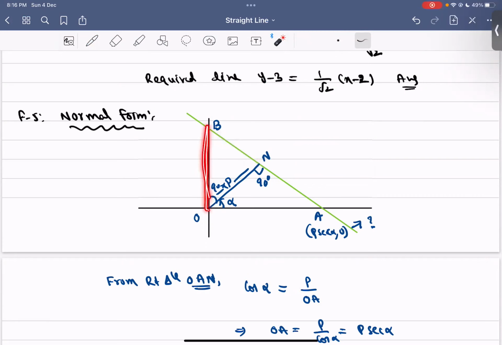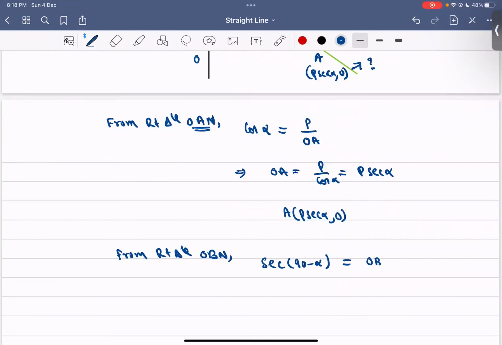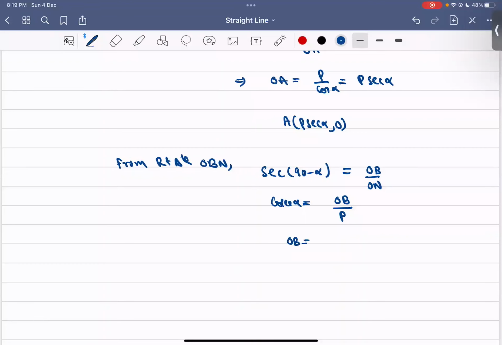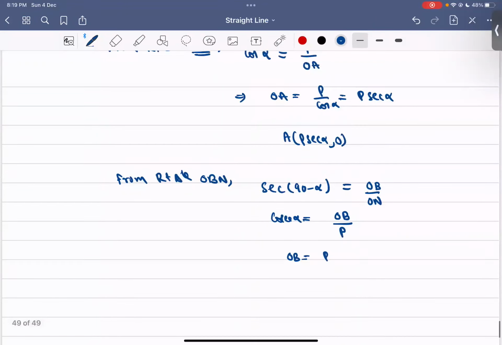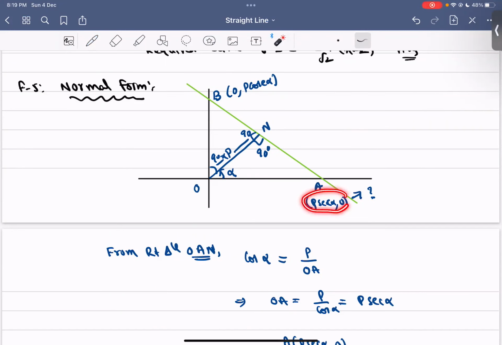Similarly, take the right angle triangle OBN. Here I need OB. Which trigonometric ratio do we use? Secant of 90 minus alpha is equal to OB by ON. What is secant 90 minus alpha? Cosecant alpha is equal to OB by ON, which is P. Therefore OB is equal to P cosecant alpha. Therefore the coordinates of B are (0, P cosecant alpha). We got A and B.